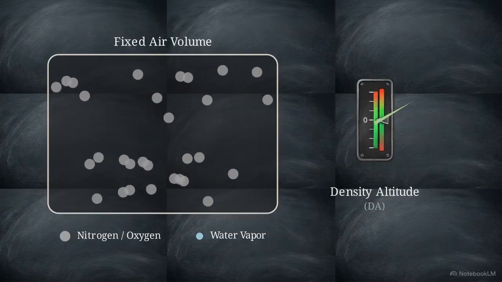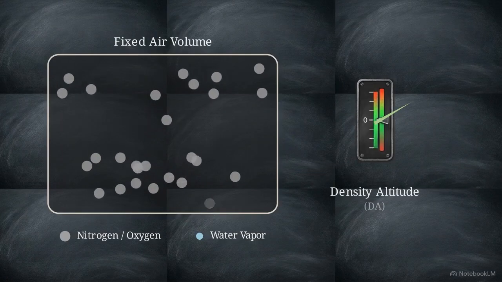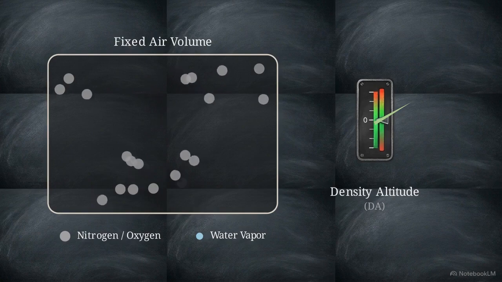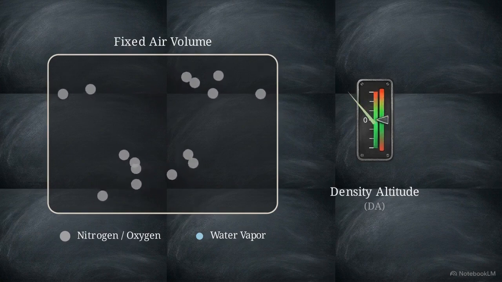Humidity makes this worse. Because water vapor molecules are lighter than the nitrogen and oxygen they displace, humid air is less dense, pushing the density altitude even higher.